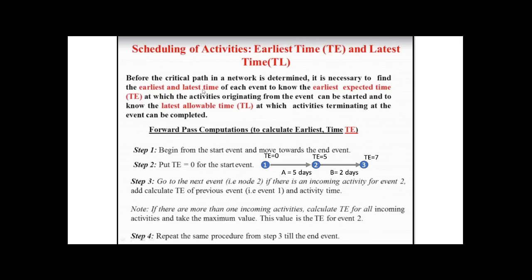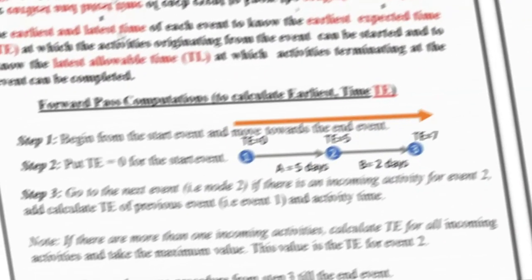To be able to do that, we introduce what we call forward pass computations. So in this way, we can calculate the earliest time. So we have these steps. For step one, begin from the start event.